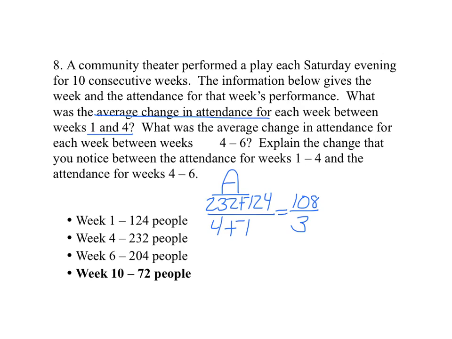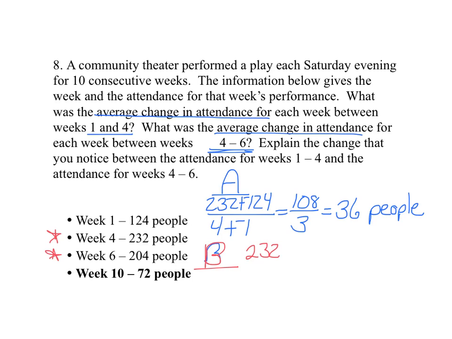You're actually going to divide that out, and you're going to see that the change in attendance was about 36 people. Okay, so each week it increased by about 36 people is what that's talking about. Then it wants us to look at the change in attendance for weeks 4 through 6. Oh, I wanted to change to red. So B, we're looking at 4 and 6.